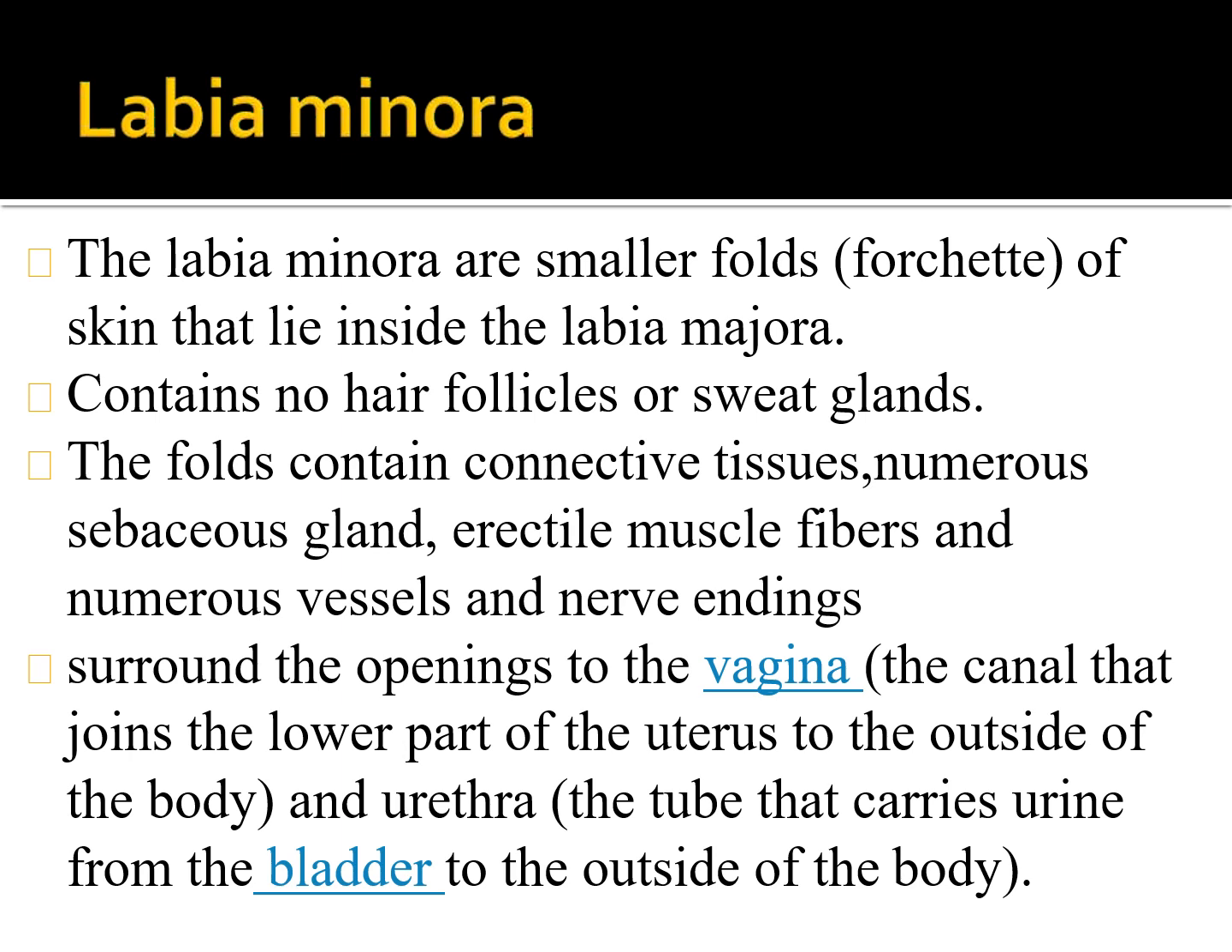It does not have hair follicles or sweat glands. The fold contains connective tissue, numerous sebaceous glands, erectile muscle fibers, and numerous vessels and nerve endings. It surrounds the vaginal opening and the urethra, and it protects these organs.